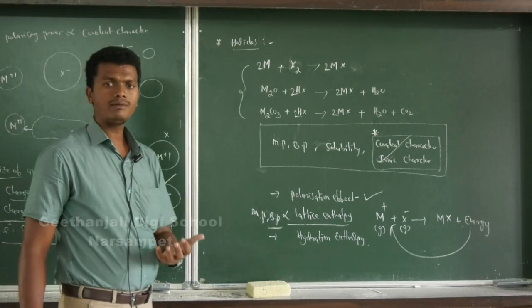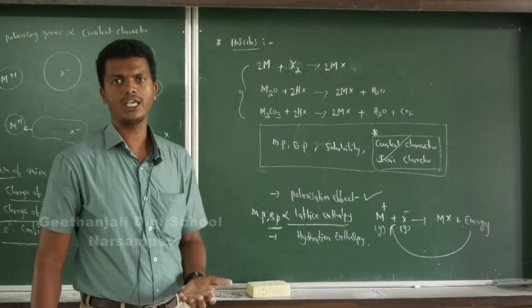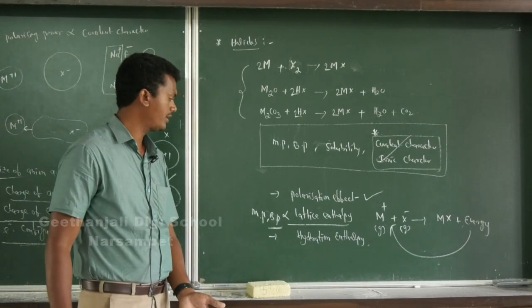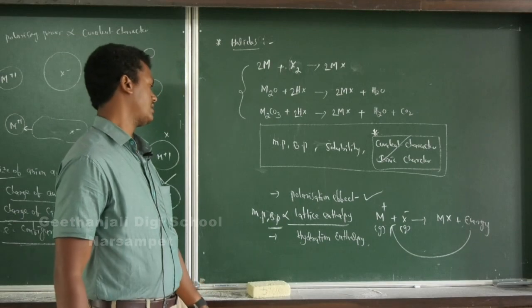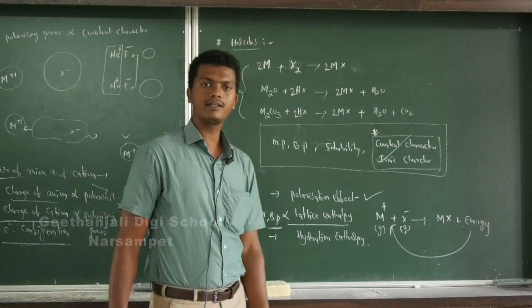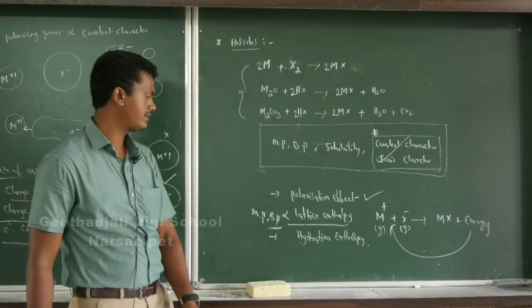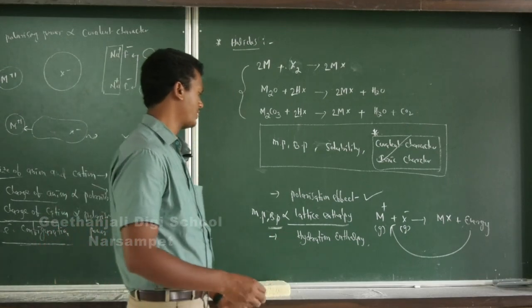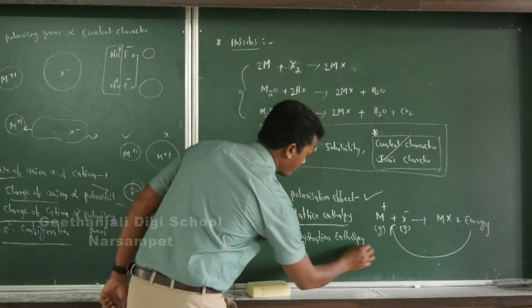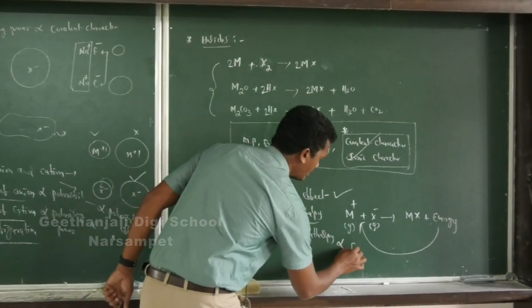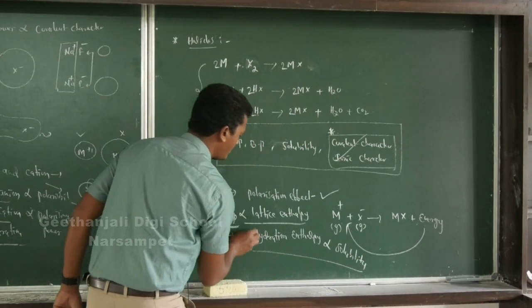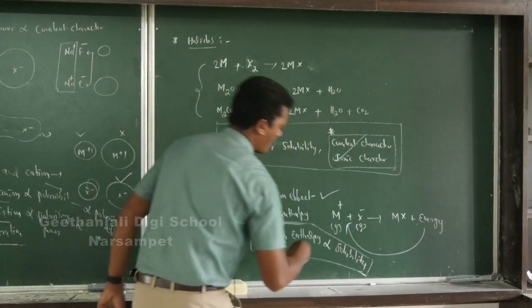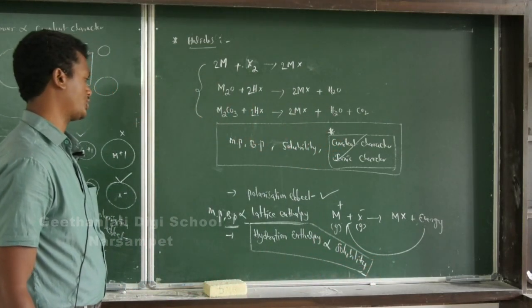When 1 gram mole of a gaseous ion is dissolved in water, the hydrated ion of the respective gaseous ion is formed along with the liberation of energy. That energy is called hydration enthalpy. The higher the hydration enthalpy, the more soluble the respective halide is. So solubility and hydration enthalpy are directly proportional to each other.